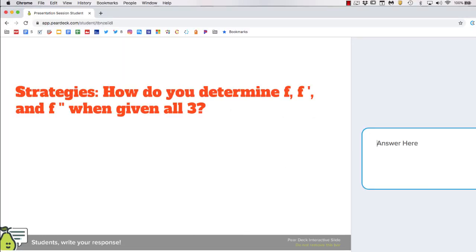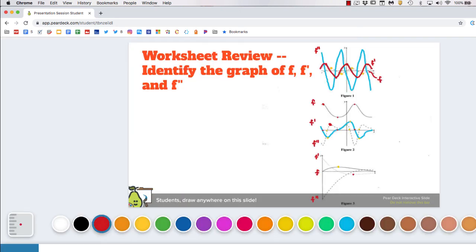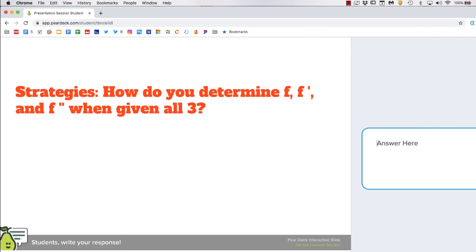So I would like you to do this. I would like you to summarize what I have done in this section, how you determine f prime and f double prime when given all three. So some of the things you might note are like the flip-flopping that I talked about, the relationship between the maxes and mins and the zeros that I talked about. So just clarify 3 things that you really learned in this video on this slide in your notes.